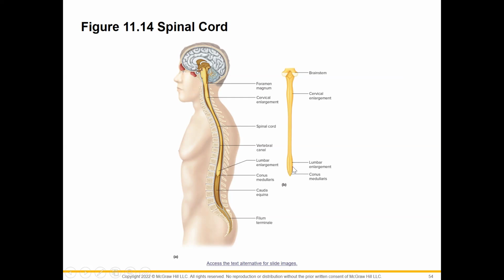Conus medullaris, tapered end of the spinal cord. And then you have the cauda equina, which is the individual nerves that extend beyond L1, L2 to innervate the rest of the lumbar and sacral region.